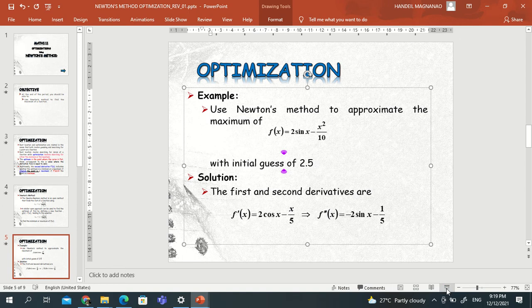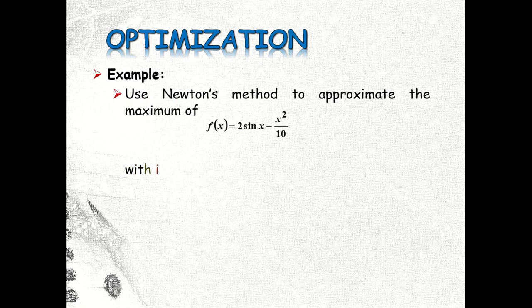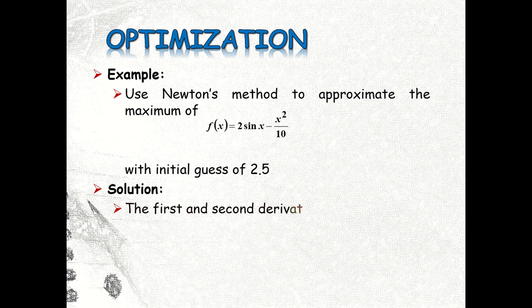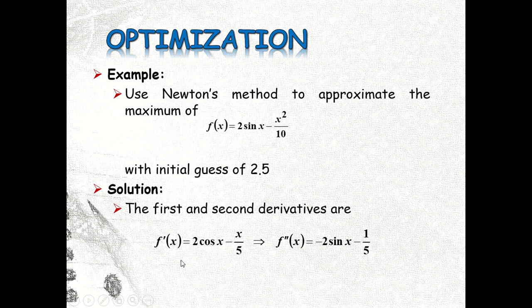Okay, so for our solution, first we need to find our first derivative and then the second derivative. The first derivative from this function is 2 cosine x minus x over 5. I hope you don't have any trouble with this one, class, because we've learned already the derivative of the trigonometric functions. Okay, then the second derivative. The second derivative is taken from this, so taking the derivative of this first derivative, we have the second derivative, and this is negative 2 sine x minus 1 over 5.